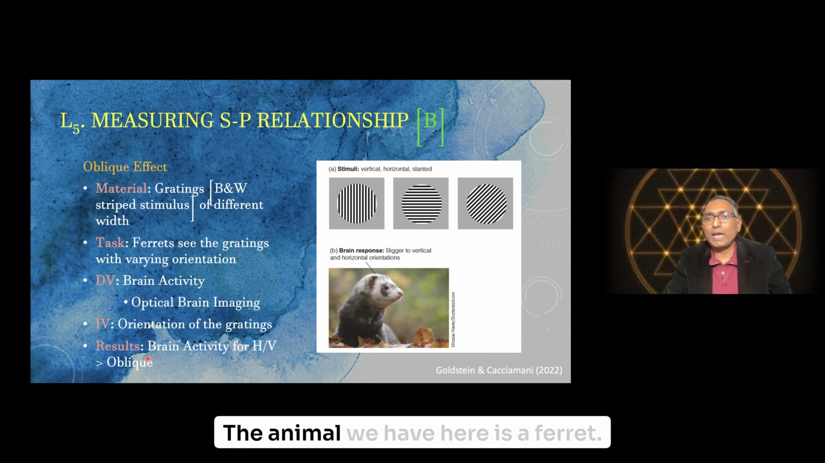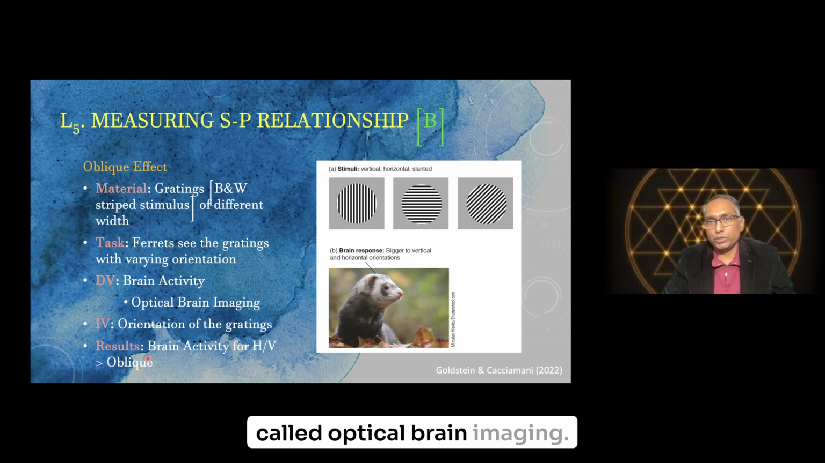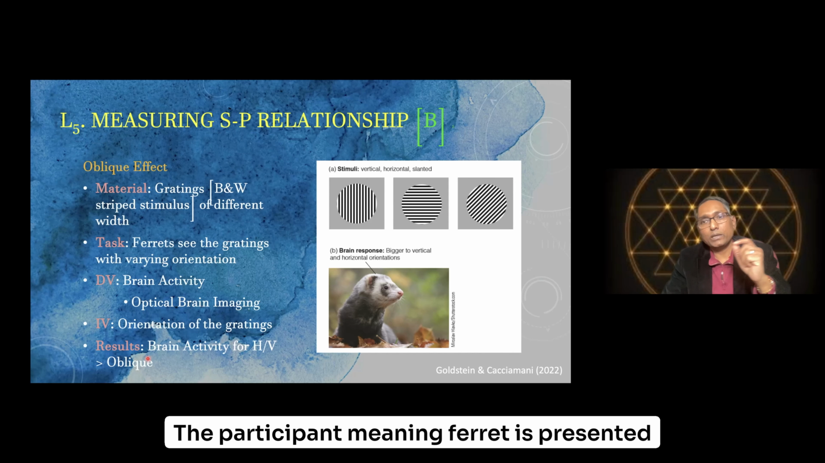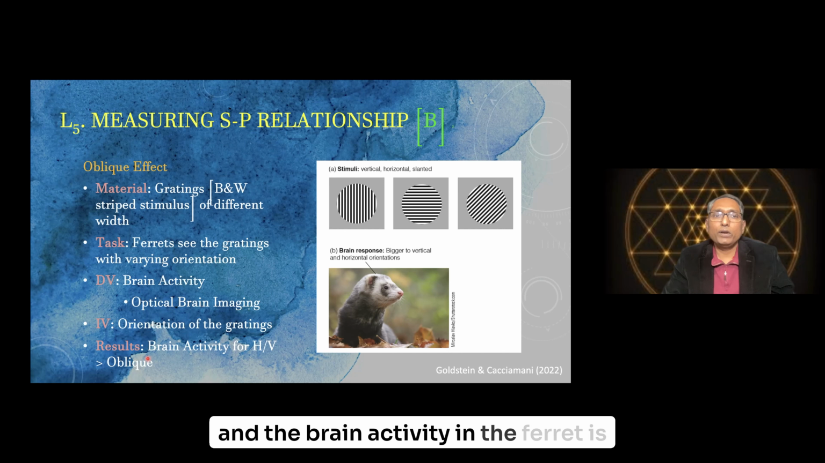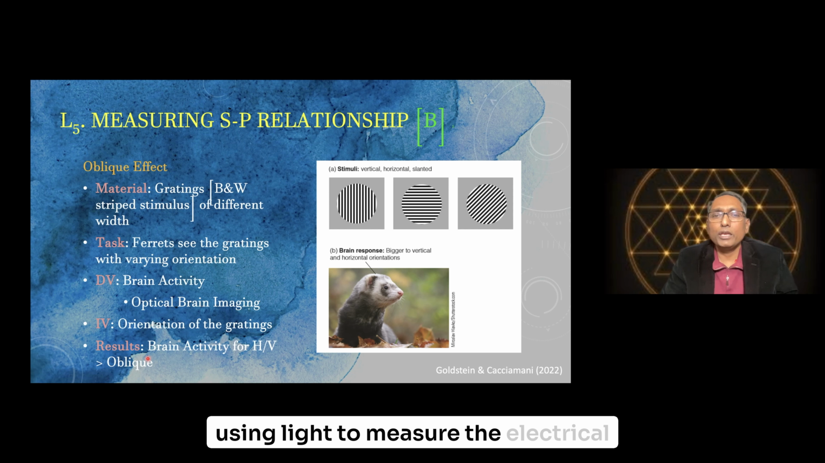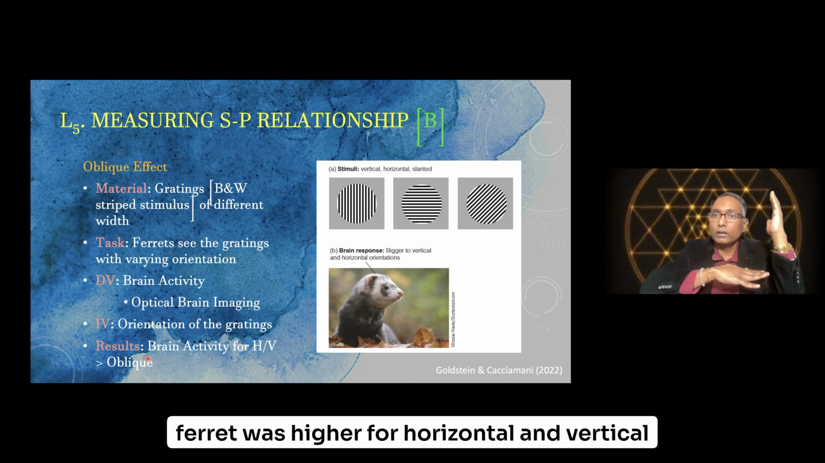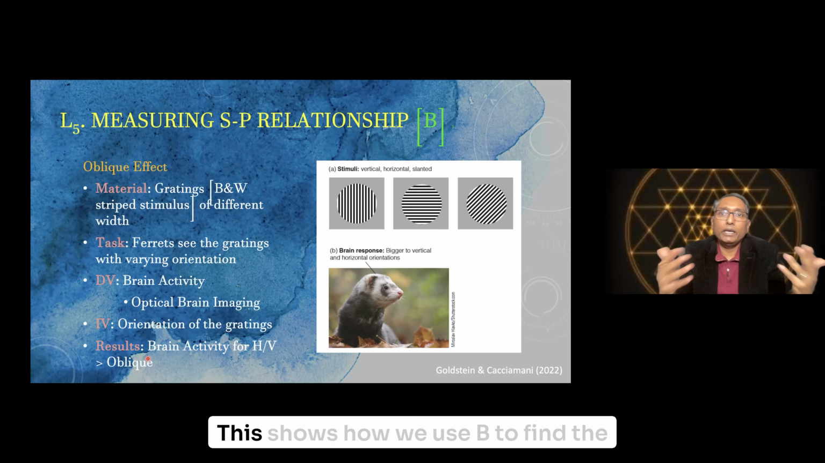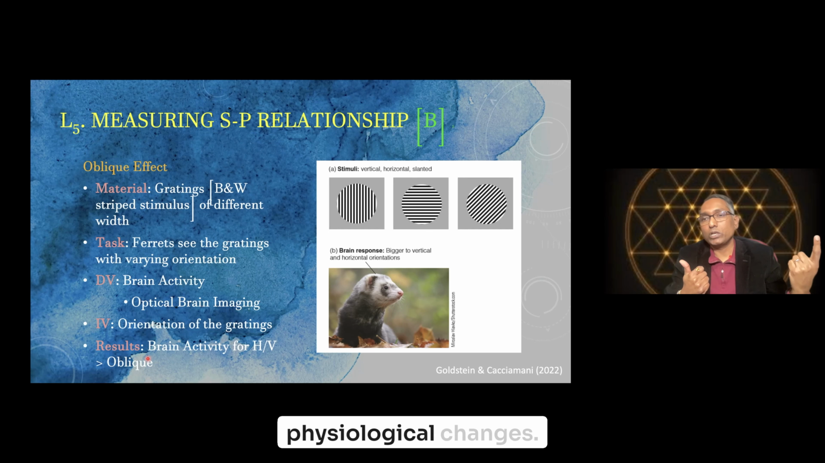Let's move on. The animal we have here is a ferret, and the physiological measure that is used is called optical brain imaging. The participant, meaning the ferret, is presented with gratings, horizontal, vertical, or oblique, and the brain activity in the ferret is measured through optical brain imaging, using light to measure the electrical activity of the brain. And the result was that the brain activity in the ferret was higher for horizontal and vertical gratings when compared to oblique. This shows how we use B to find the relationship between the stimulus and physiological changes.